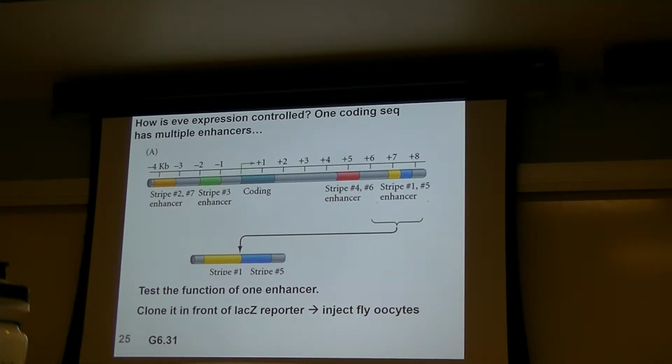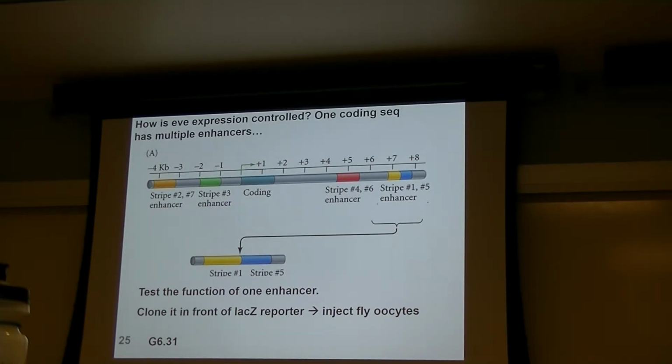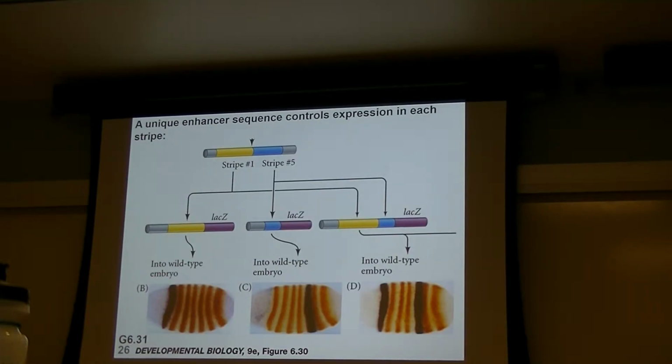So we can clone it in front of, we could use lacZ if we didn't like GFP. And then what you should see is a particular response. So here's an example of what that looks like.